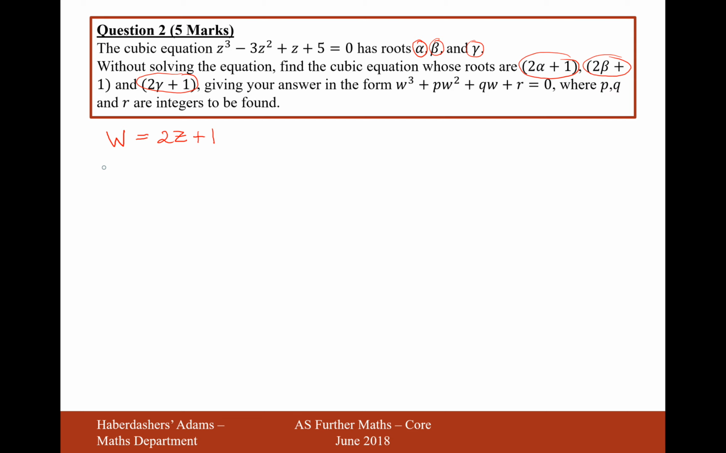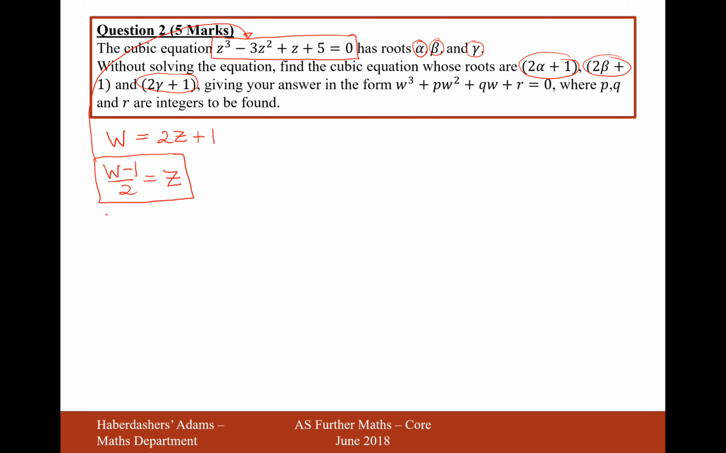Now what I'm going to do here, I'll show you why in a second, is I'm going to rearrange this a little bit. So subtract the 1 on the other side, divide by the 2, and now I've got a link of z in terms of w. So now I'm going to plug this into this cubic equation up here, and then that will give me an equation in terms of w that will have this property on its roots.